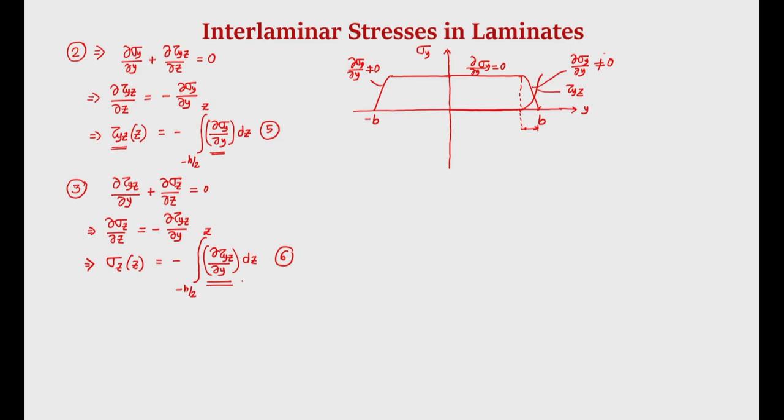Now, this equation tells us that if there is a non-zero ∂τyz/∂y, that will lead to a σz value. Now, what is ∂τyz/∂y? We have already seen that in this region there is a ∂τyz/∂y, because τyz increases from 0 to a maximum value in this region. Why is τyz there? Because there was ∂σy/∂y. Therefore, we can see that in this region ∂τyz/∂y exists. Therefore, that leads to a σz.